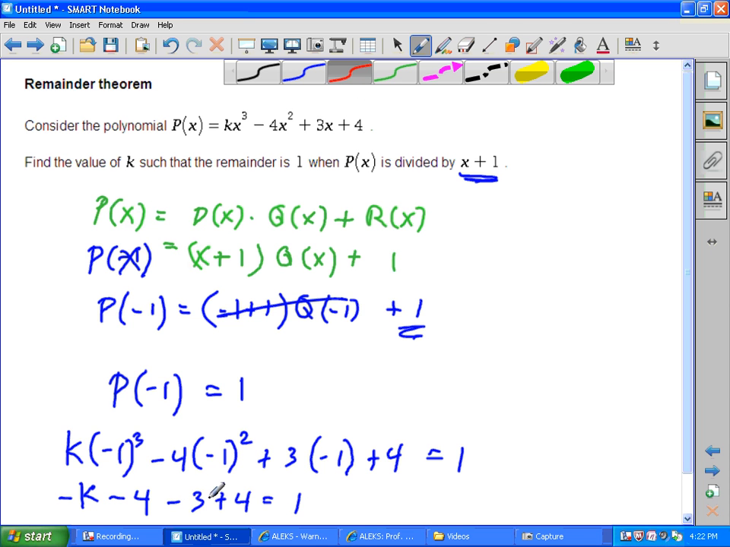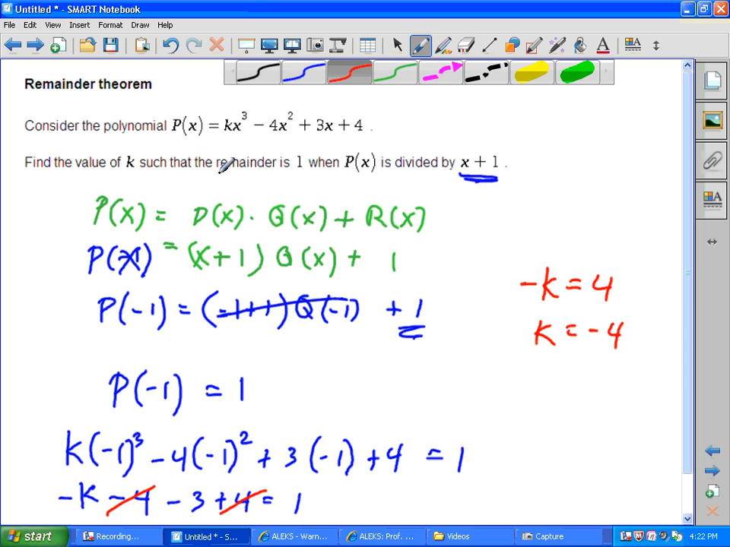And I just combine like terms and solve. Those are like terms and opposites, so they cancel. If I take the 3 and move it to the other side, I add it. And so I get negative k equals 4, which means k equals negative 4. The answer is k equals negative 4.